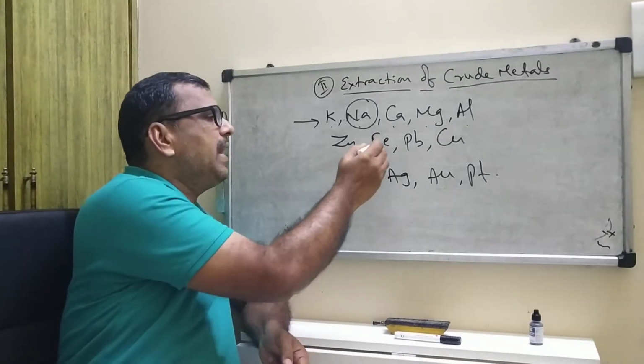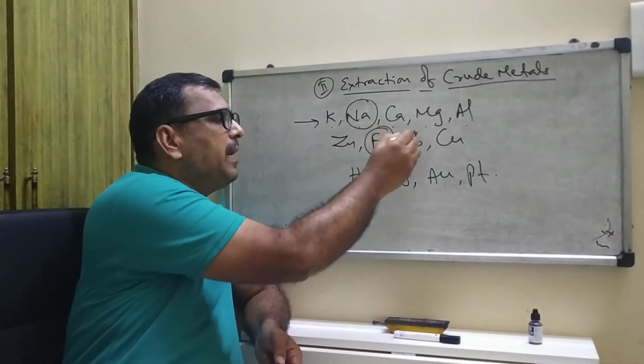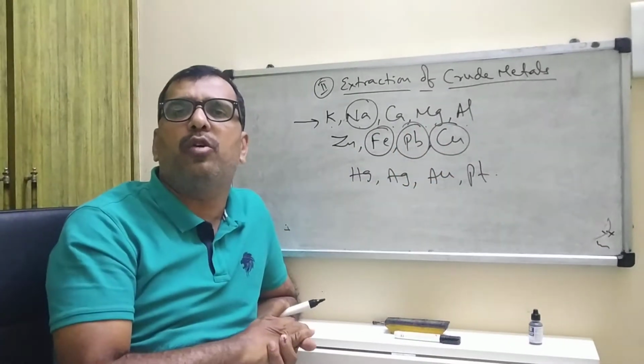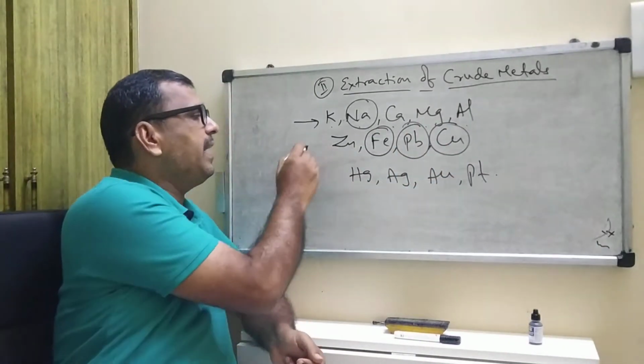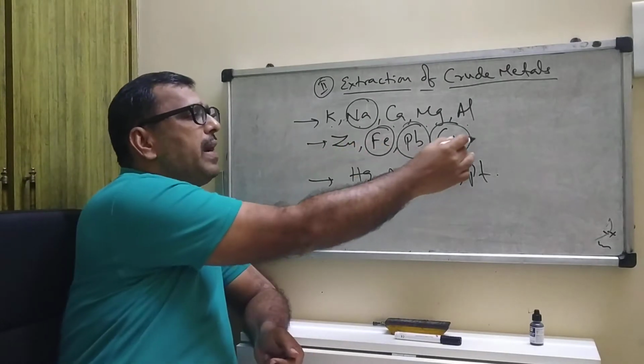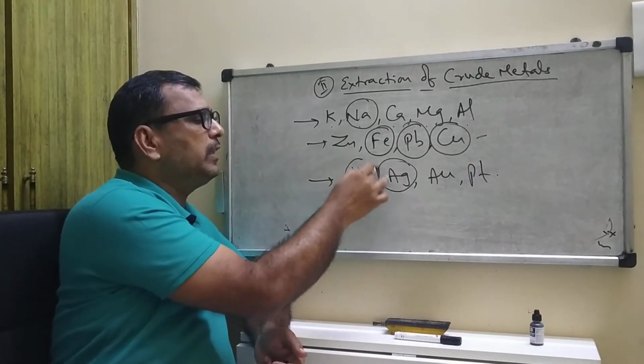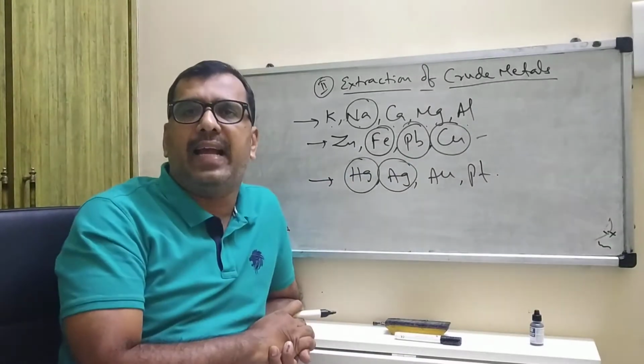From this, here we are going to extract iron, lead and copper. These 3 metals we are going to extract. And finally, these are moderately reactive and these are the low reactivity series. So here we are going to extract by these 2 methods.